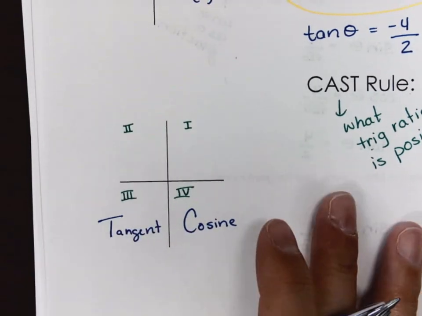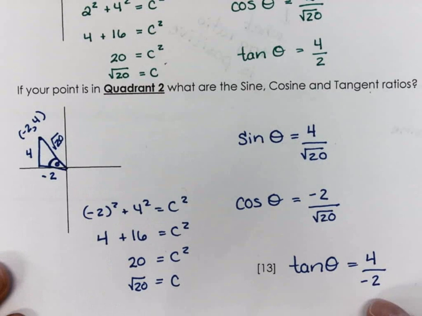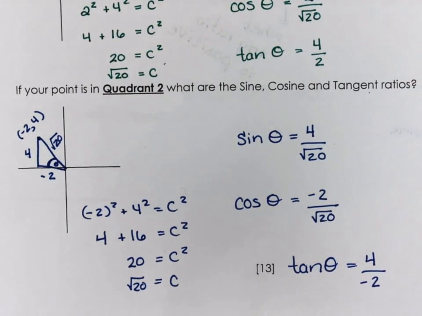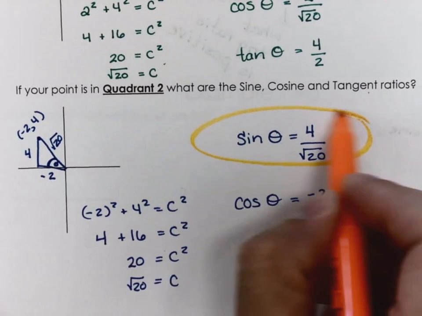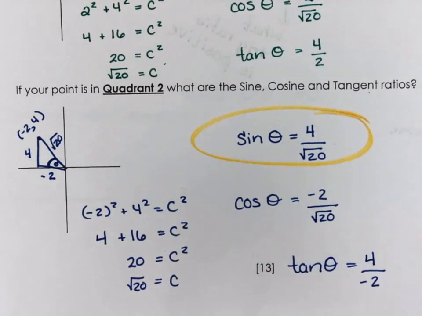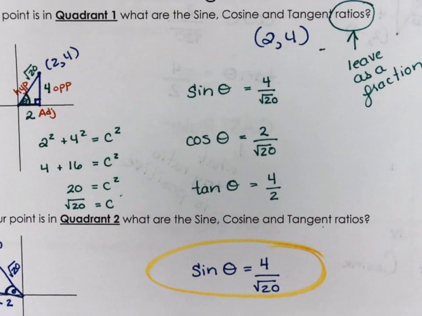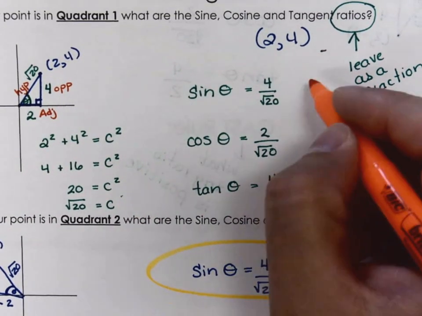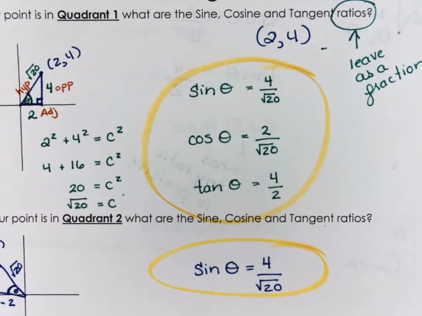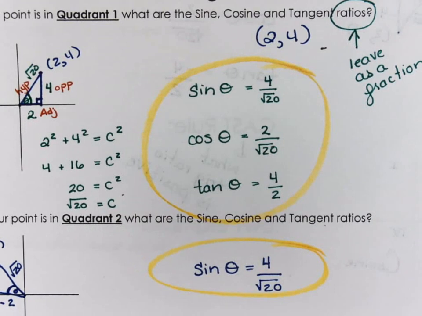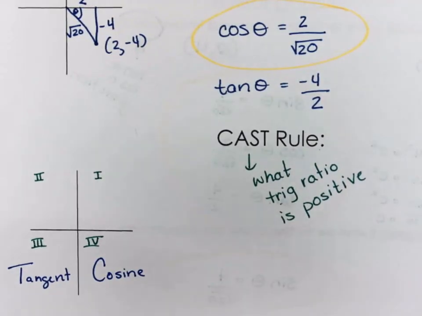All right, now we got to flip backwards in our pages. Hold tight. If we look at quadrant 2, which one's positive? Sine is positive. And while we're on this page, just so we don't have to flip back and forth, in quadrant 1, all of them are positive. All are positive. Okay, so if I go back to my CAST rule.